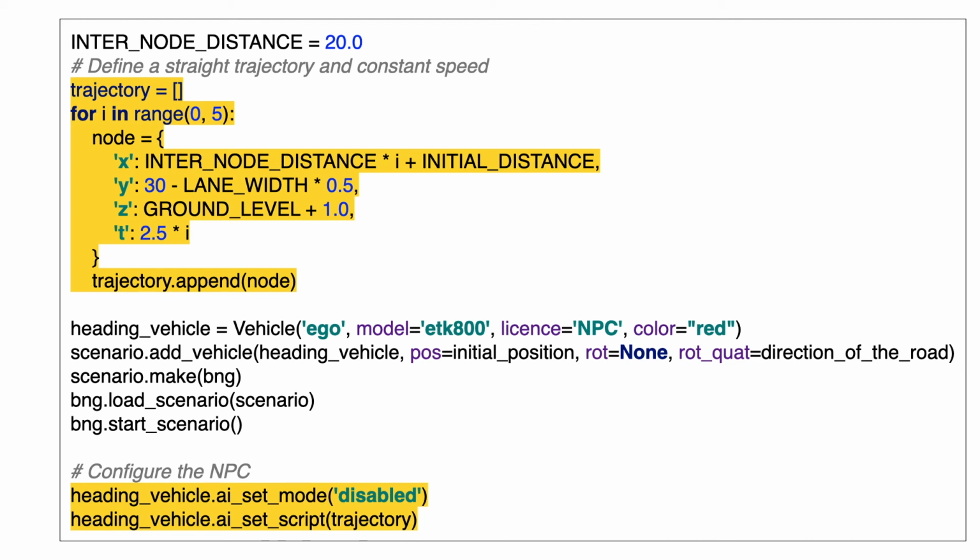So this is how it looks. You have a trajectory that is made of nodes. Nodes are basically dictionaries that contain X, Y, and Z that tell you where the car must be, and a T. T is the time since the beginning of the simulation in logical time, not in real time. In this case, I defined an internode distance of 20 meters, and then have a loop that places one of these nodes every 20 meters on a straight line, and tells that the car must reach the nodes in 2.5 seconds. Then what we need is to create a vehicle, add the vehicle to the scenario, and then set up the vehicle AI with the set script.